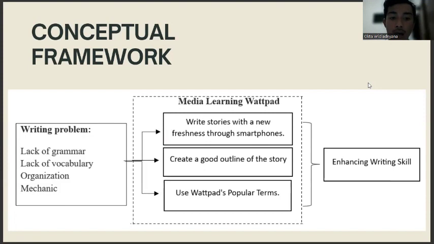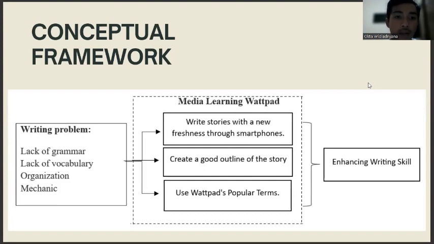And the last, from Purba 2018, there are several important components in making good writing. The first contents, second organization or form, the third grammar, the fourth vocabulary, the fifth the style, and the last, the sixth, mechanic.